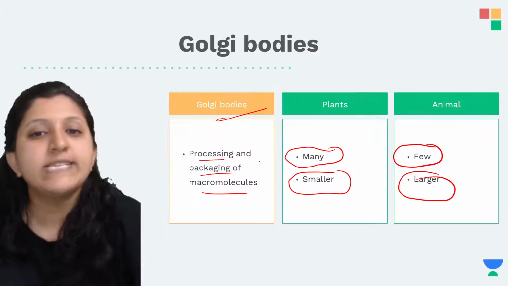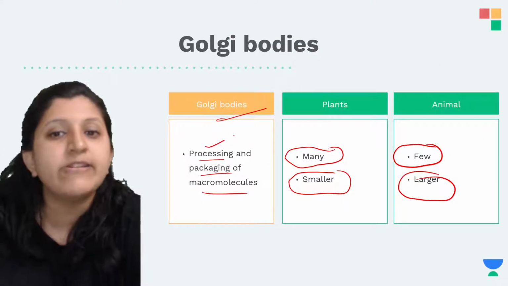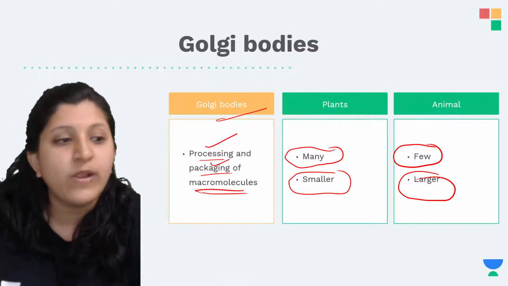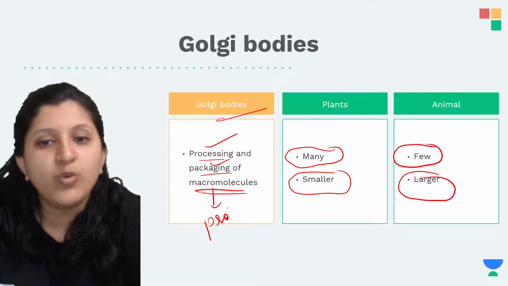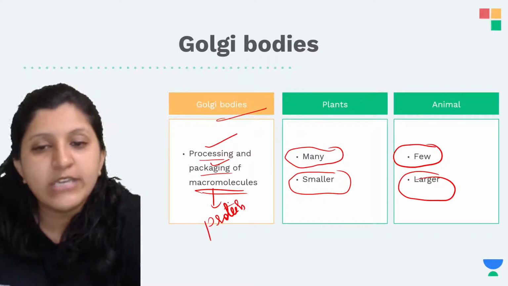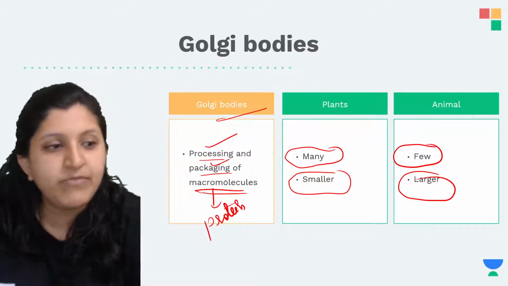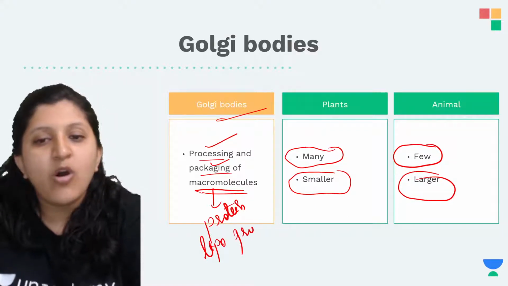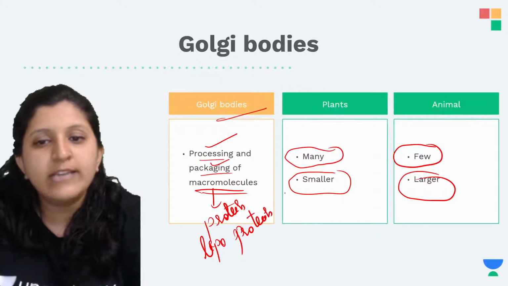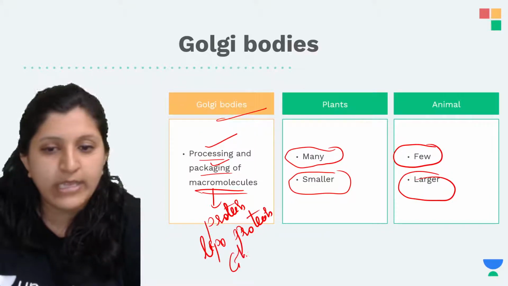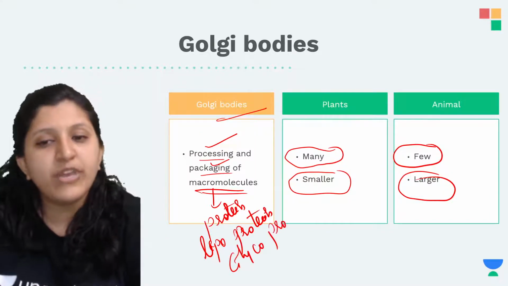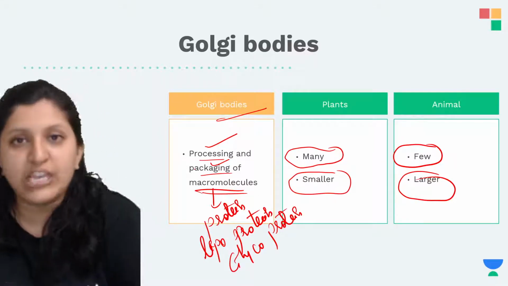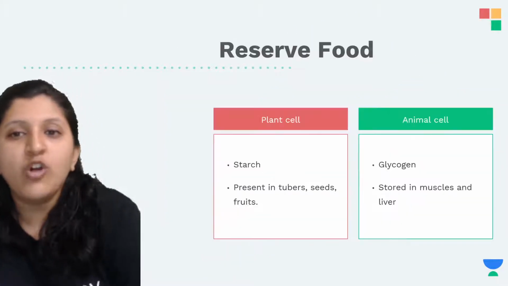So what exactly does the Golgi body do? It will process and pack that macromolecule. This can be mainly protein. Protein modification can also be done, so in that case lipoprotein might be there, or we can also say that glycoprotein can be found. Different modifications are done, and then the packaging is done. So processing and packaging is the function of the Golgi apparatus.